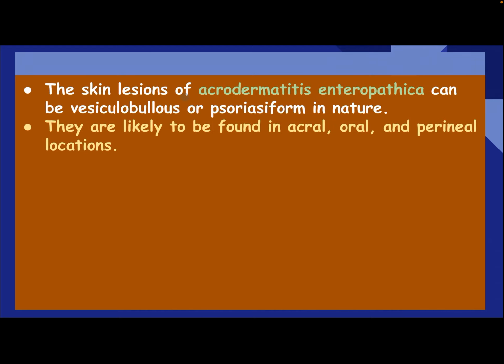The skin lesions of acrodermatitis enteropathica can be vesiculobullous or psoriasiform in nature. They are likely to be found in acral, oral, and perianal locations.